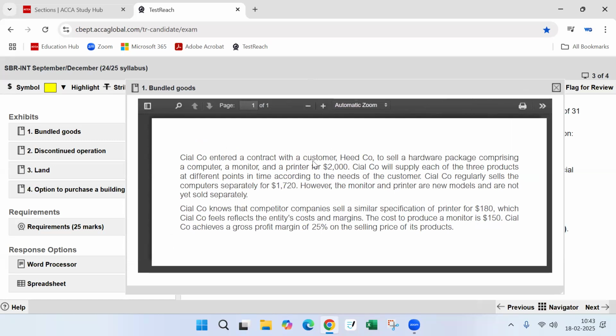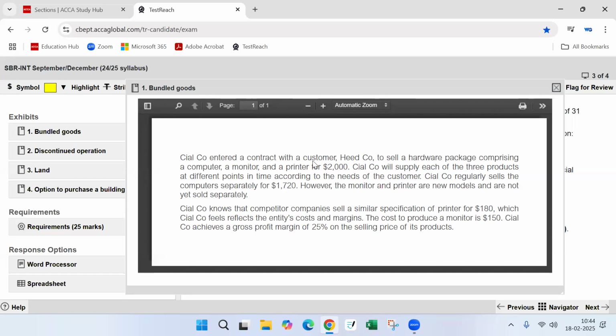CL entered into a contract with a customer, Heed Company, to sell a hardware package comprising a computer, a monitor and a printer for $2,000. CL will supply each of these 3 products at a different point in time according to the needs of the customer. CL regularly sells the computer separately for 1720. However, the monitor and printer are new models and are not yet sold separately.